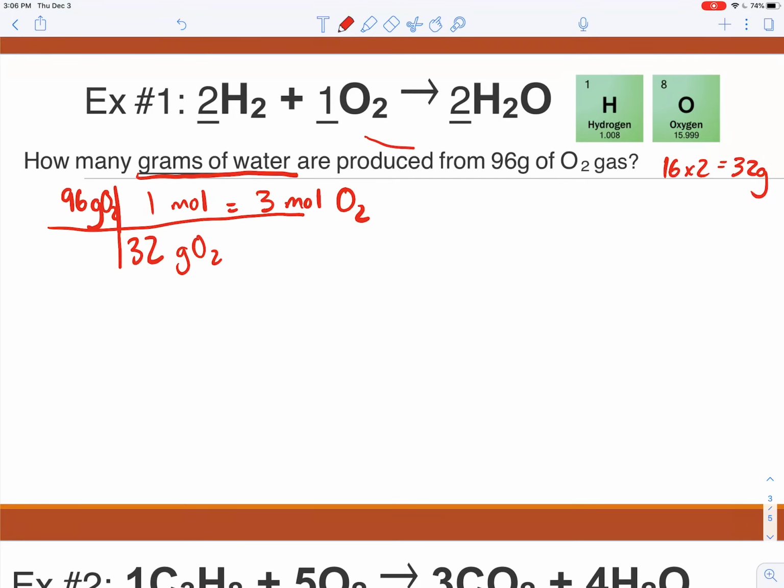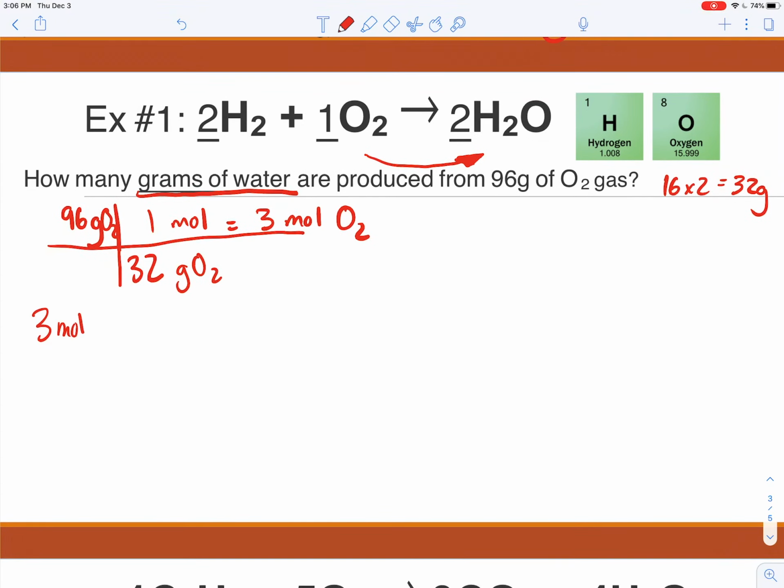So we're still in oxygen. So what we have to figure out is now we have to get to water. So we're going to take those 3 moles of oxygen and we're going to do another conversion. This time, right, we want water. So I'm going to put moles of water on top, moles of oxygen on the bottom. And again, this is what we call the mole ratio. Remember, the mole ratio comes from the coefficients. So if we look in front of water, we've got 2 waters for every 1 oxygen, right?